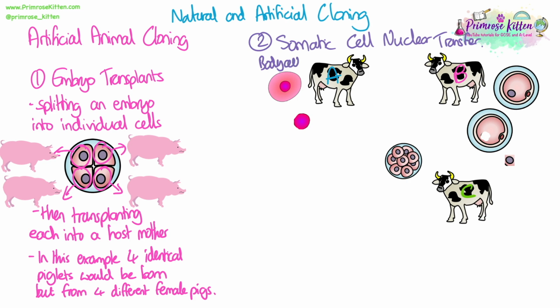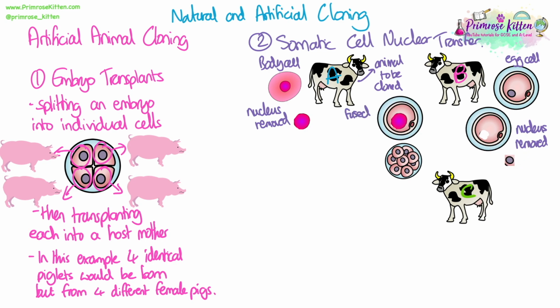Another type is somatic cell nuclear transfer. This will use 3 separate individuals. So I have cow A, cow B, and cow C. I remove a body cell from cow A. This is the animal I want to clone. And I remove the nucleus from this body cell. Cow B, I take an egg cell out and I remove the nucleus from that egg cell. It's called enucleation, or an enucleated egg cell.